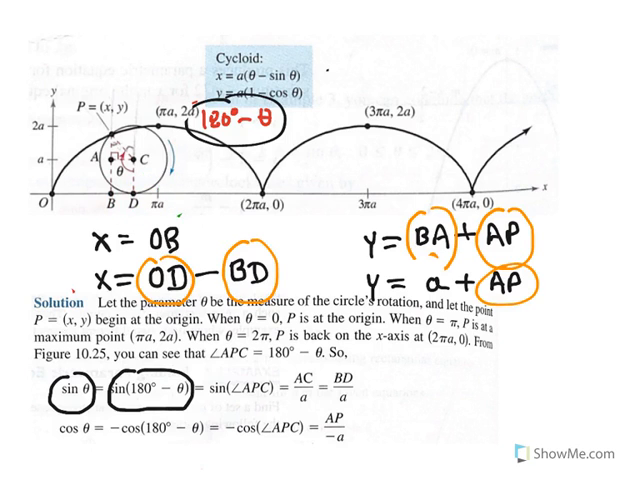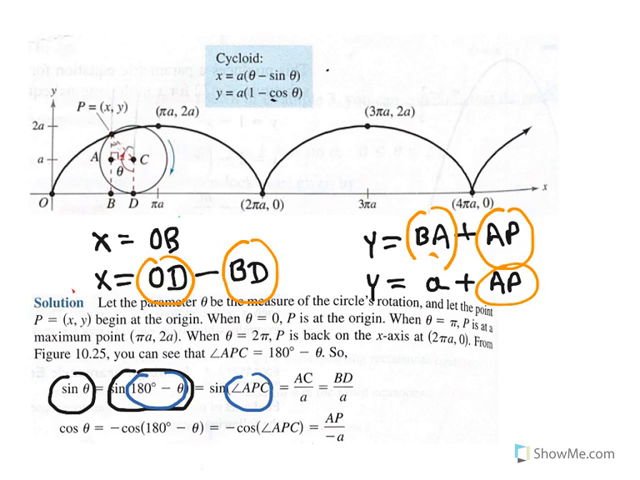And of course, that angle is the angle APC. That's the angle APC from our right triangle. So the measure of angle APC is 180 degrees minus theta. So we can make that substitution.